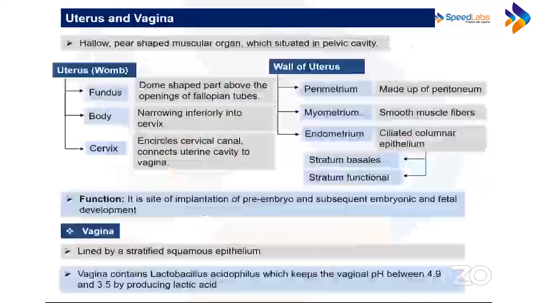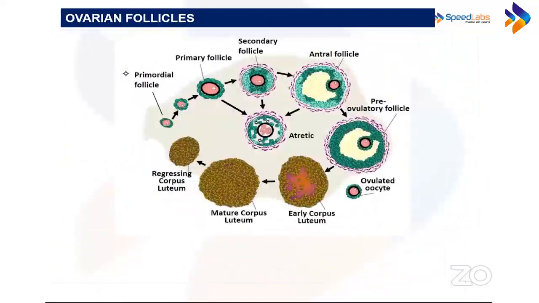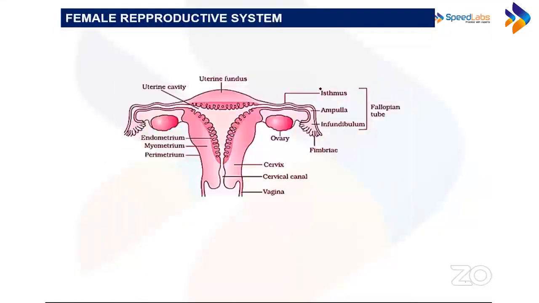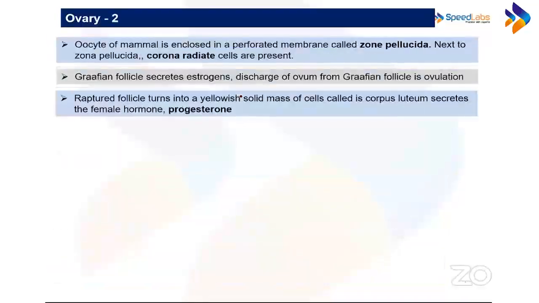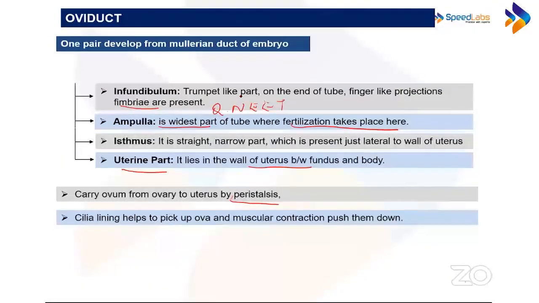So we'll see a simpler diagram so that you can recall where exactly the different parts are. So here is the fimbriae, the infundibulum, the funnel-shaped area, the widest portion called the ampulla, the isthmus, the narrow portion, and then what enters is the uterine part. So these are the different regions of the oviduct. Now, what is there inside the oviduct? I told you the histology of the oviduct.